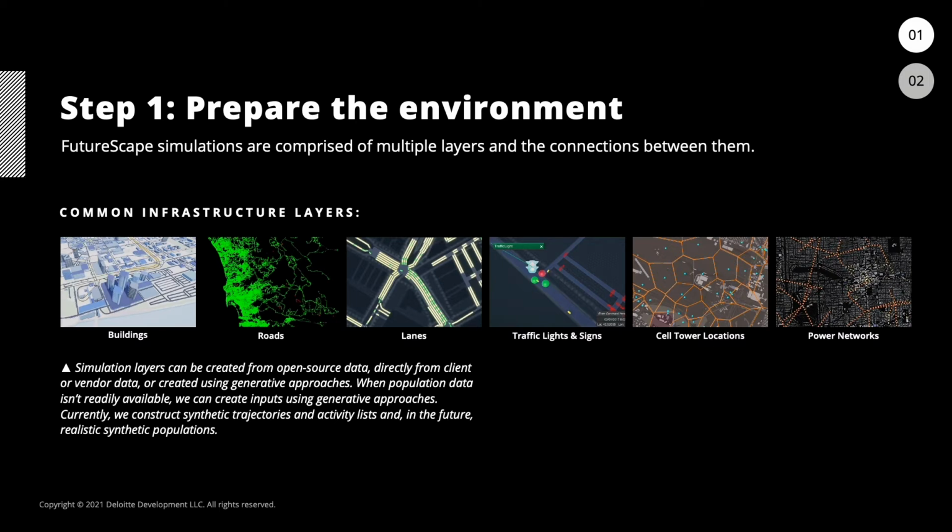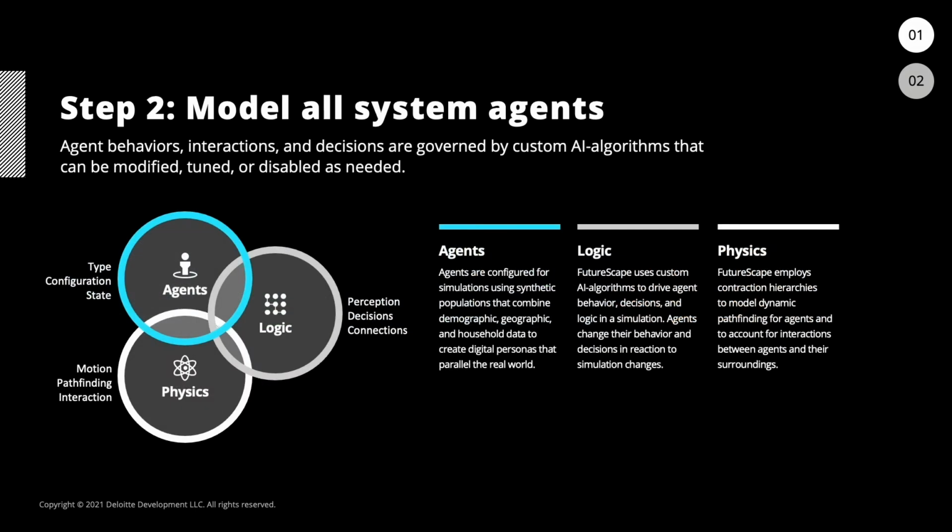This data comes from open sources or directly from clients or vendors, and in some cases where data isn't readily available, we can create inputs using generative approaches. We can construct synthetic trajectories and activity lists, and we're working on a new process for generating realistic synthetic populations via deep generative modeling. Once the environment is in place, we need to ensure that agent behavior is appropriately governed to create a realistic simulation.